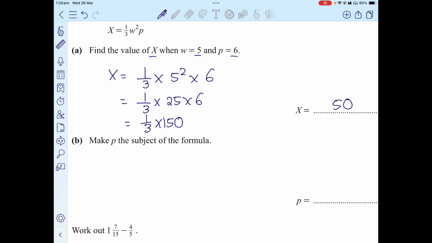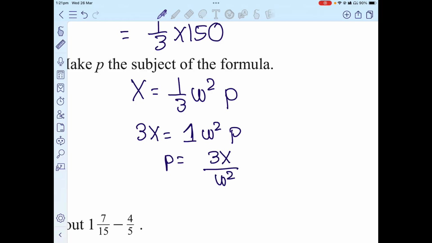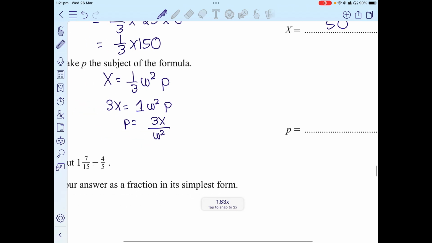Make p the subject of the formula. x is equivalent to 1 over 3 w squared p. Because 3 is being divided here, I need to bring it to multiplication. So 3x is equivalent to 1 into w squared into p. So p would be 3x divided by w squared. You do not need to write down the 1, because dividing by 1 is the same as dividing by w squared. So 3x over w squared. 3x divided by w squared.